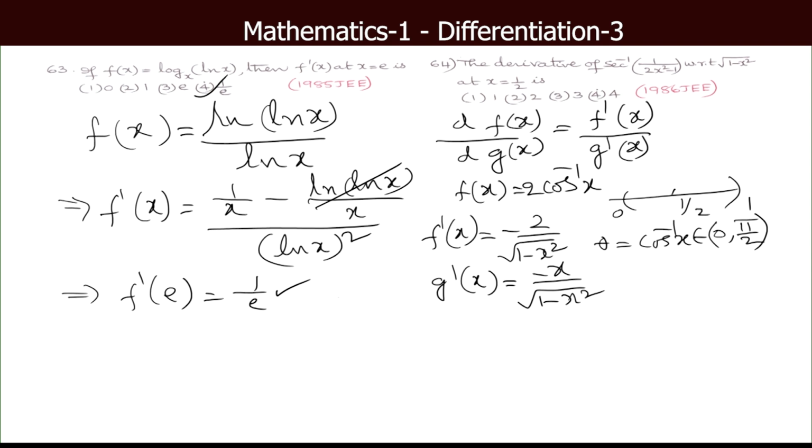Root of 1 minus x square derivative is minus x by root of 1 minus x square. So, what is f dash x by g dash x? That is equal to 2 by x. When you divide f dash x by g dash x, you can cancel out root of 1 minus x square and the result is 2 by x. He is asking the derivative of f(x) with respect to g(x) at x equal to half. Therefore, at x equal to half, this is equal to 4. The value of 2 by x when x equal to half is 4 clearly.